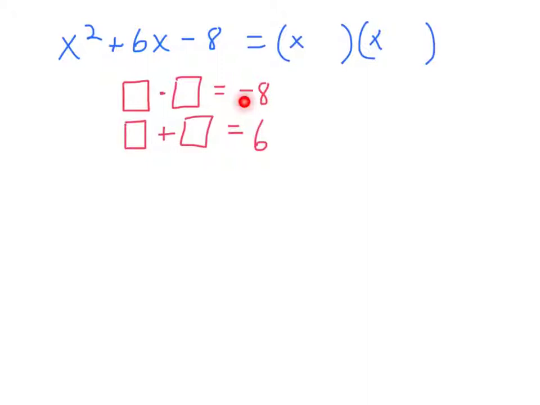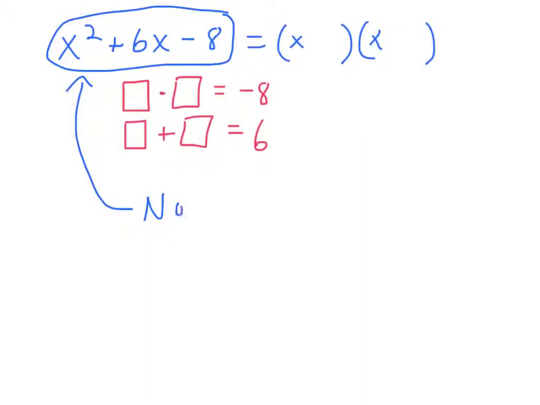So the possibilities could be like a positive 4 and a negative 2, but they don't add up to positive 6. Or a positive 8 and a negative 1. They don't add up to 6 either. Let's see, are there any other possibilities? 8 and 1, 2 and 4. So it doesn't look like there are any two numbers that would work there. So therefore, this expression is non-factorable. Okay? And sometimes when something is non-factorable like that, we call it prime.